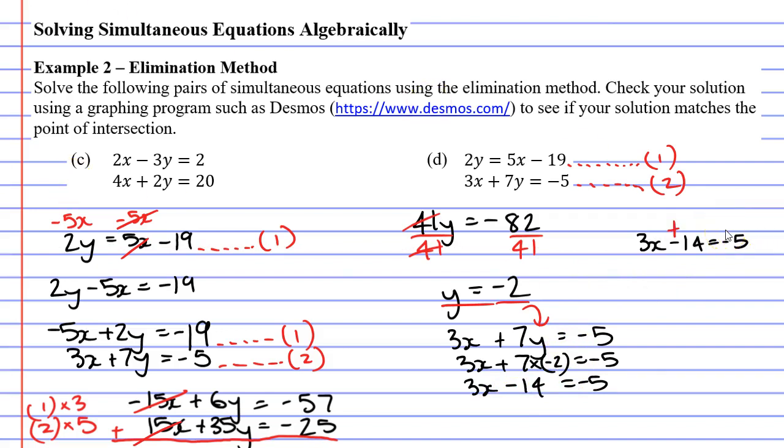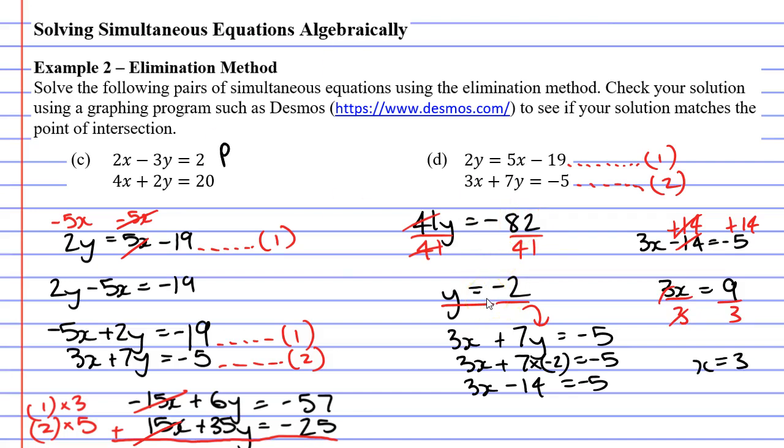We're going to start by adding 14 to both sides. This will cancel out the negative 14 on the left, giving us 3x equals, and negative 5 plus 14 is 9. Now we can divide both sides by 3. X will come out as 3.